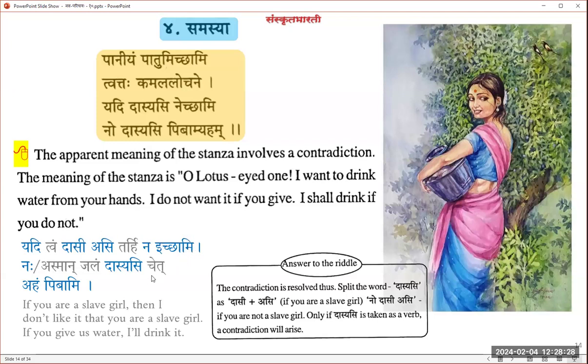Obviously, probably in the times that it was written, it was not meant this way. There were such distinctions. So we don't have to deny that. But I can bring in some alternative. This left part is only for playing with it further to see how we can bring something. Okay, if you are a slave girl, then I don't like it that you are a slave girl. If you give us water, I will drink it. This sense can be brought into it. But for the exam purpose, just do the dasi-asi split.